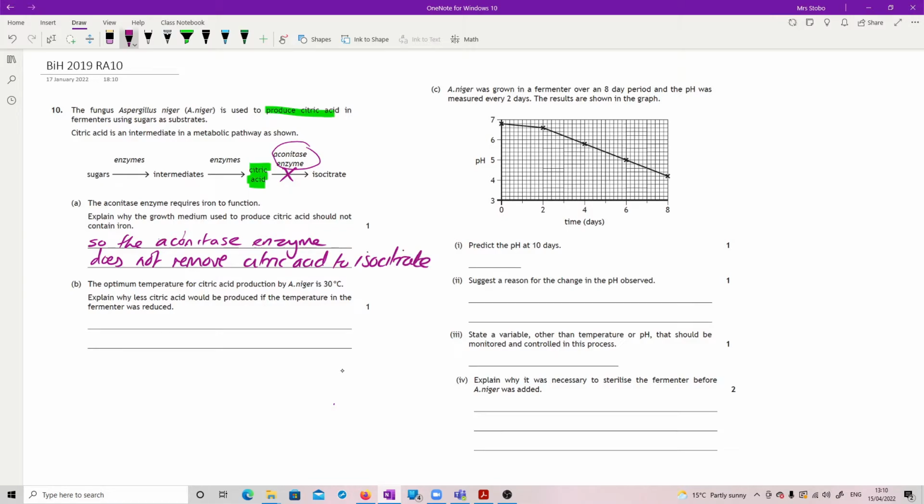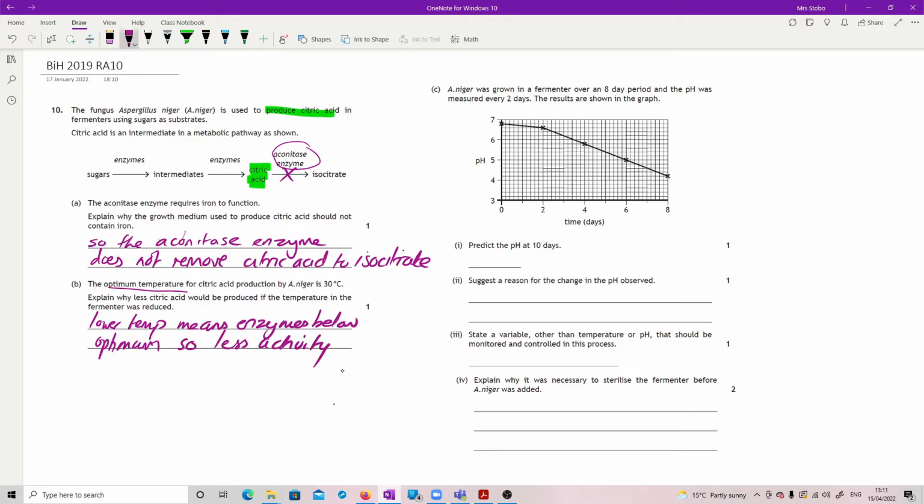The optimum temperature for citric acid production by Aspergillus is 30 degrees C. Explain why less citric acid would be produced if the temperature in the fermenter was reduced. Optimum temperature means that's the optimum for the enzymes. So lower temperature means enzymes below optimum. So less function, less activity.